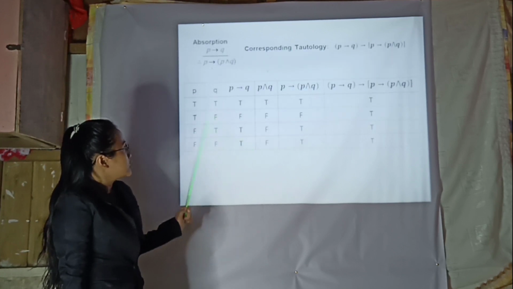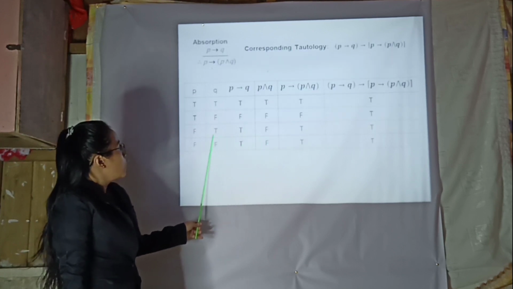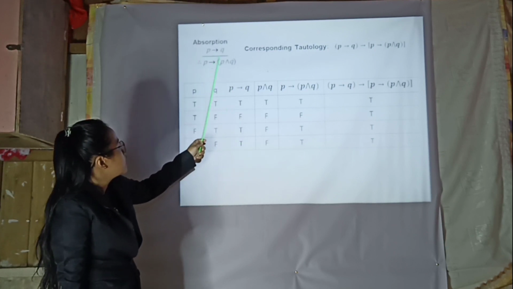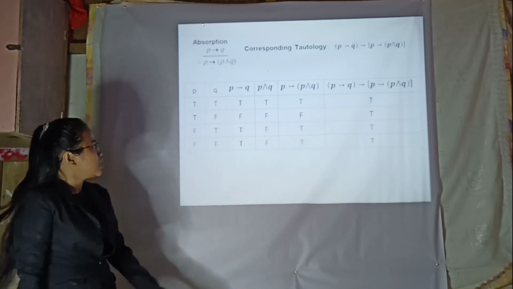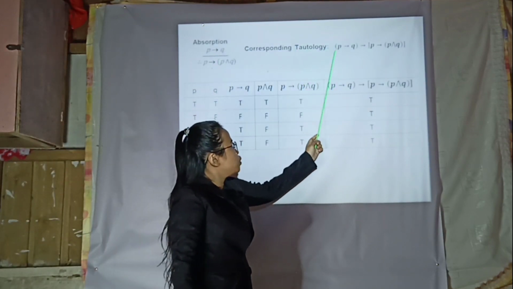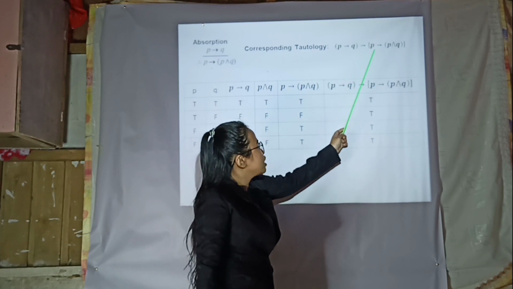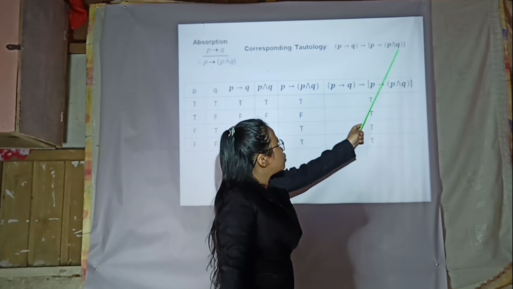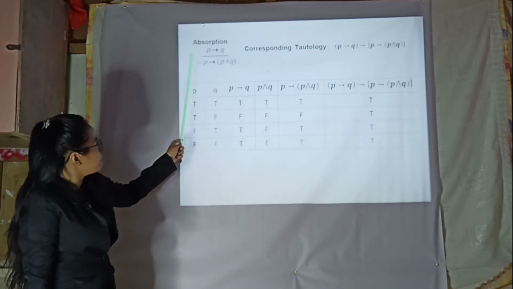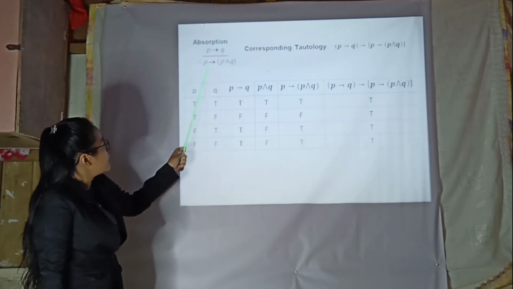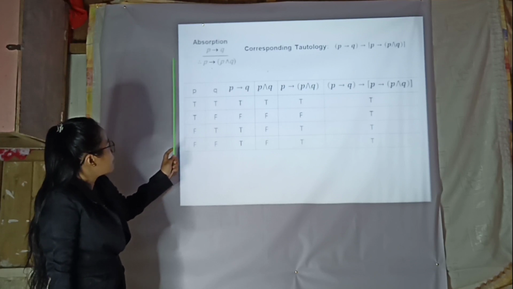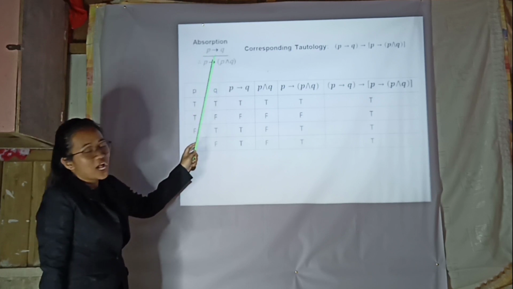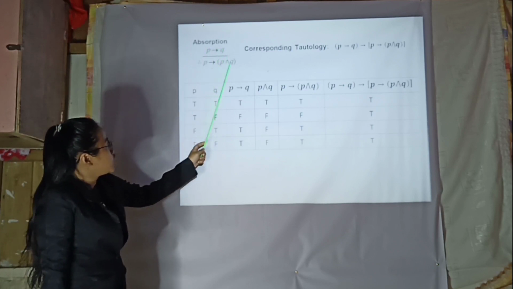So this is the last rule of inference: the absorption. So the corresponding tautology is, if P then Q implies, if P, then P and Q. So if P then Q. Therefore, if P then P and Q.